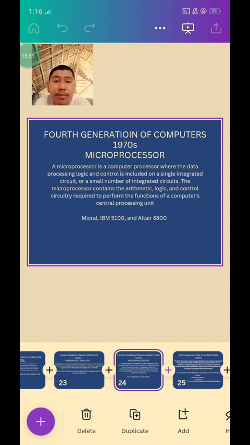Fourth generation of a computer, 1970s, microprocessor. A microprocessor is a computer processor where the data processing logic and control are included on a single integrated circuit. The microprocessor contains the arithmetic logic and control circuitry required to perform the functions of a computer's central processing unit. Examples: Micral, IBM 5100, and Altair 8800.